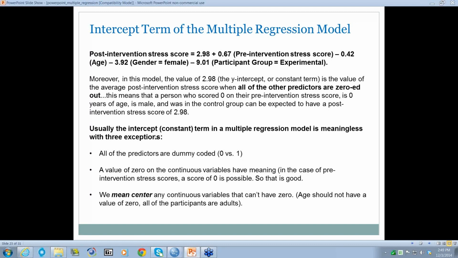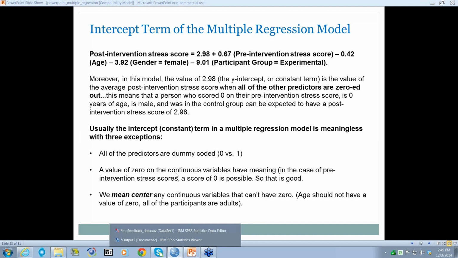So usually it's meaningless, but there are 3 exceptions. If all the predictors were dummy coded, it would make some sense. If we just had the experimental group and gender, those 2 predictors, then that intercept would have some meaning. In fact, I don't know if we have time to try it, but maybe we will if we have some time. But if they were all dummy coded, you'd be okay. The intercept actually would have some value.